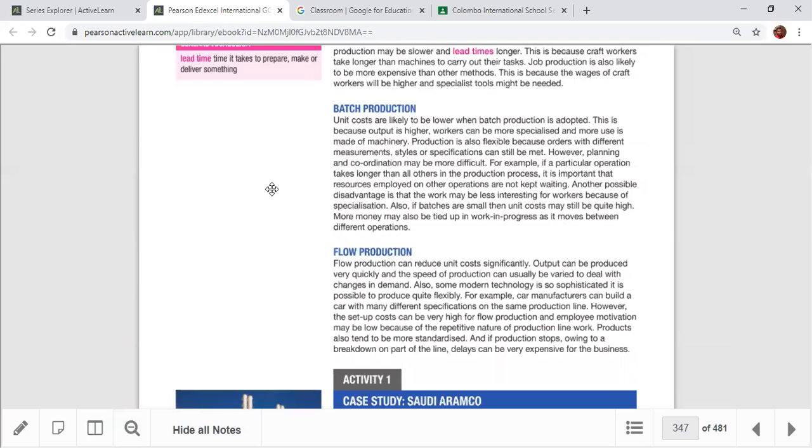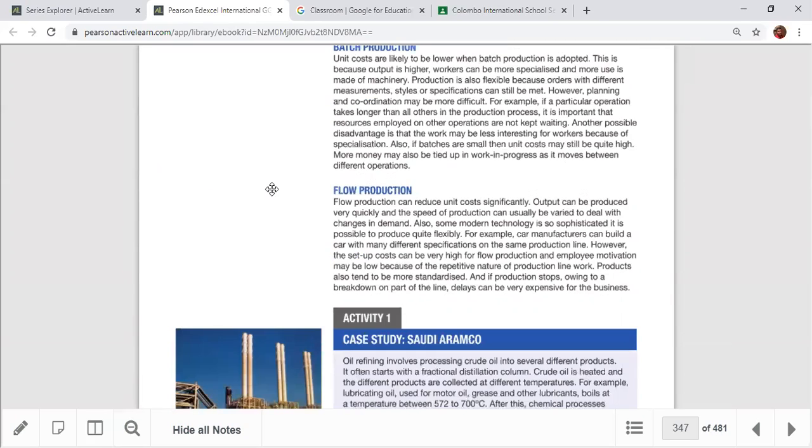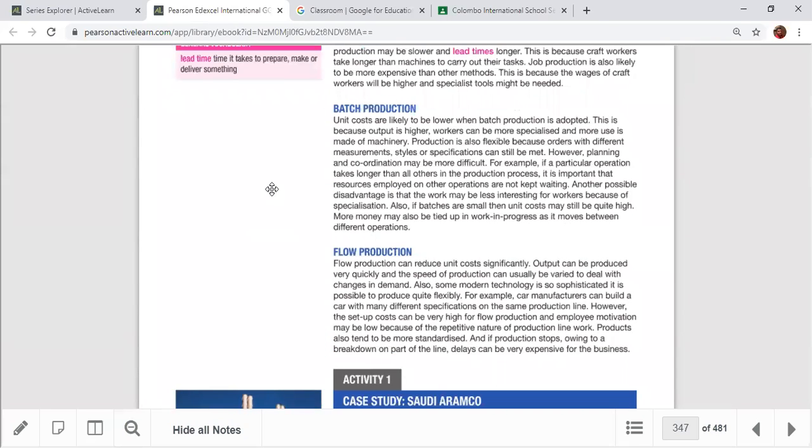The second type of production, my dear students, is batch production. What is the evaluation of batch production? The unit cost of batch production is likely to be lower, right? When batch production is adopted, this is because output is higher. If you want high output, it is better to go for batch production. And workers can be more specialized, and more use is made of machinery.